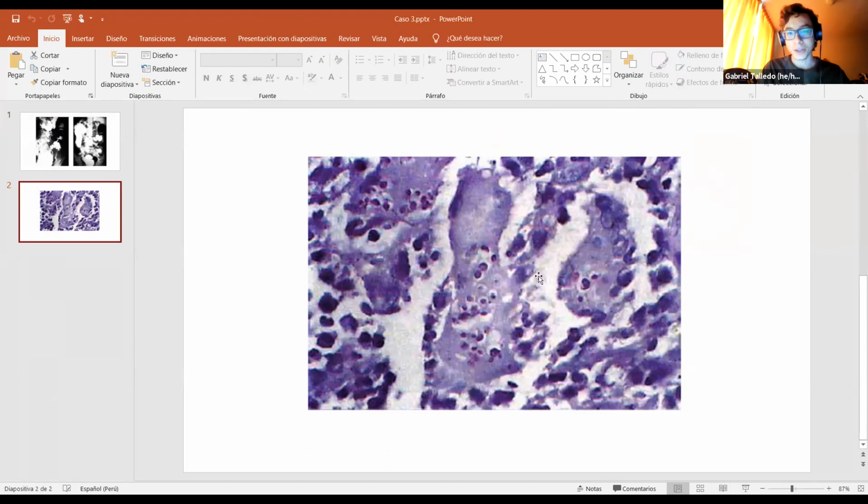You can see some yeast with a ship wheel appearance. I think this is the most similar to a ship wheel or Mickey. We say in Spanish, orejas de Mickey.